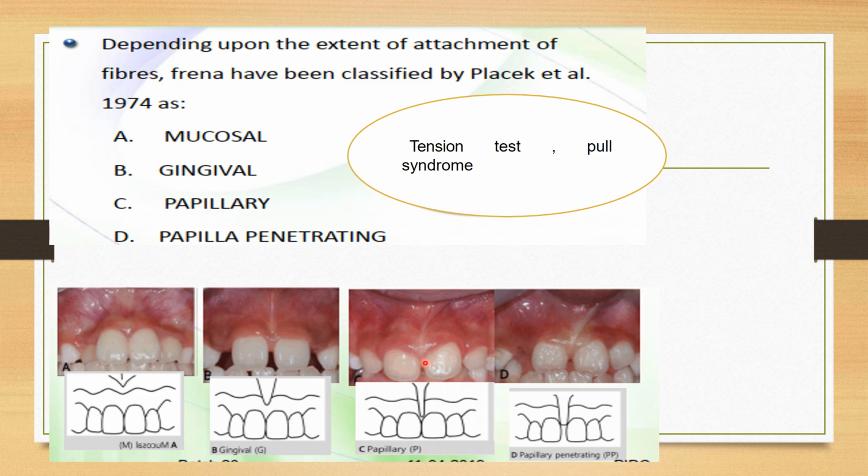So that is in case of the incisive papilla. Also, the pull syndrome is where there is a marginal tension created with the pull. With the pull movement, while speaking or during retraction, you can see the gingival margin being pulled from its original position. That is called pull syndrome.